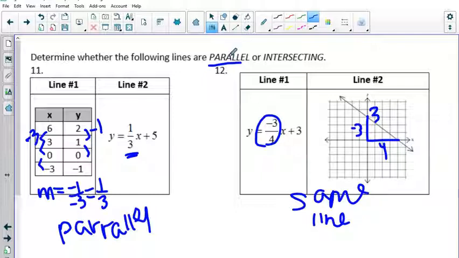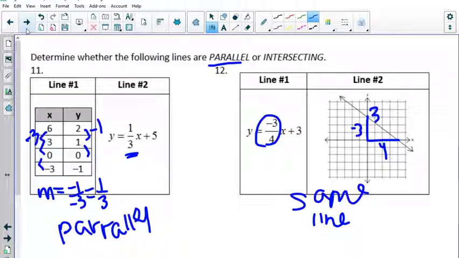Okay, so parallel lines have to have the same slope. Intersecting lines have to have different slopes. So if this graph had been going up to over 5, then they would have been intersecting. You could also prove this if you wanted to by graphing it on this plane, then you could literally see if they were the same or different.